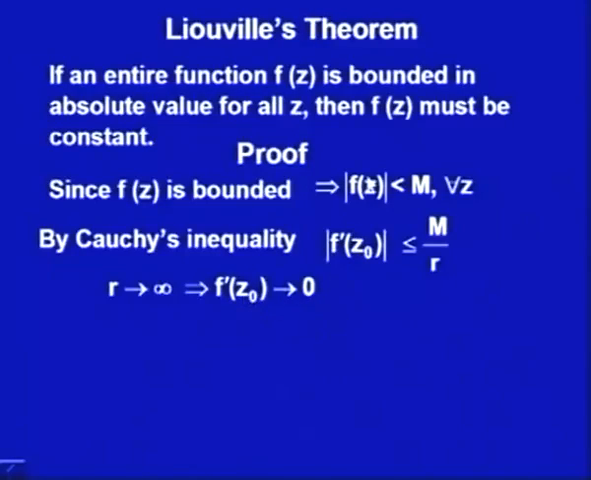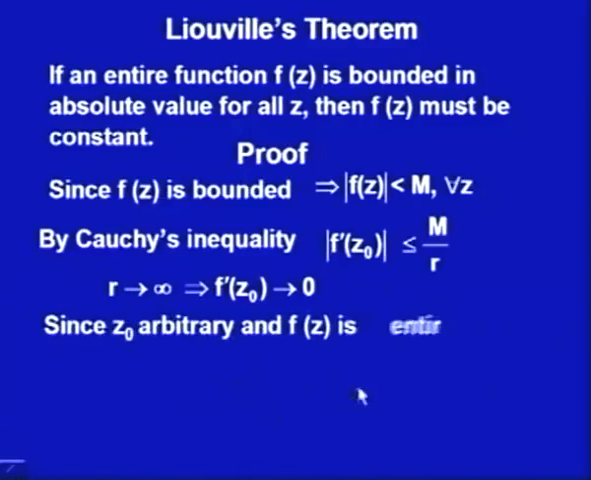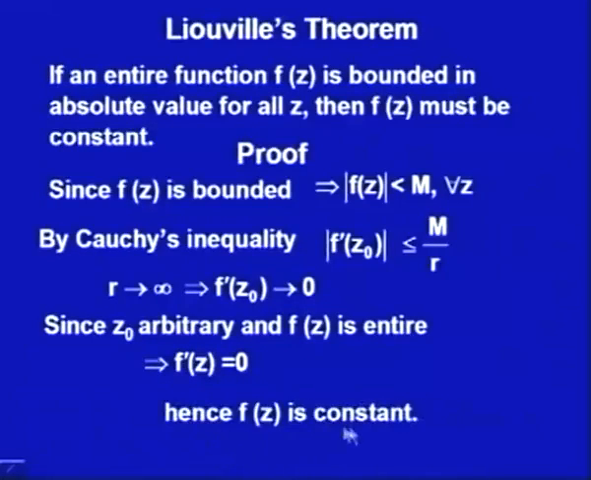So, I can use it at any point z. That says if the derivative is 0 for all z, then my function has to be constant. Since z0 is arbitrary and f(z) is entire, f'(z) should be 0 for all z, hence f(z) is a constant. What it says is that an entire function can't be bounded unless it is constant.